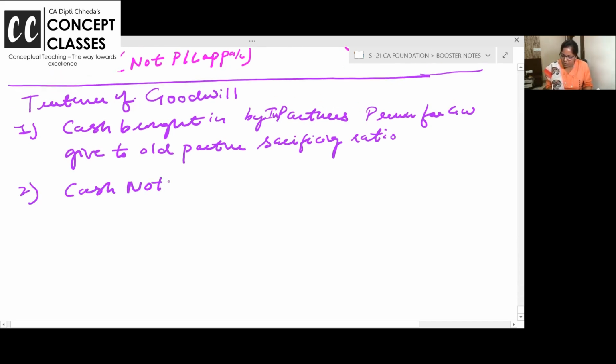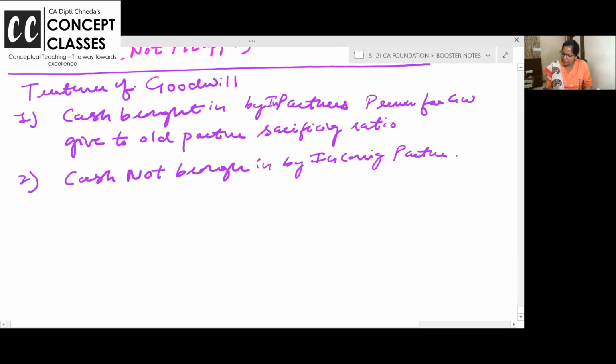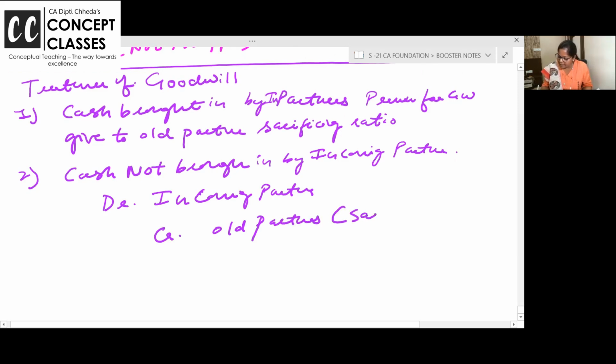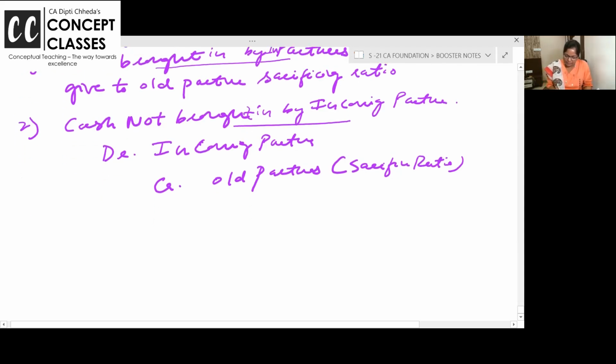Cash not brought in by incoming partner. Debit incoming partner, credit old partners in the sacrificing ratio. Cash not brought in by the incoming partner: then debit incoming partner, credit old partners, sacrificing ratio.